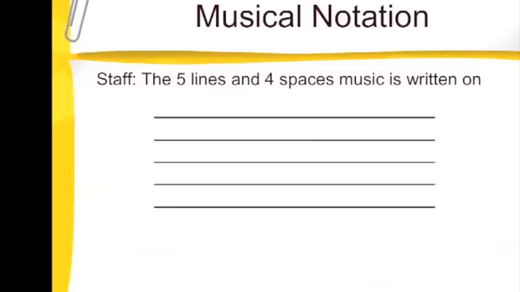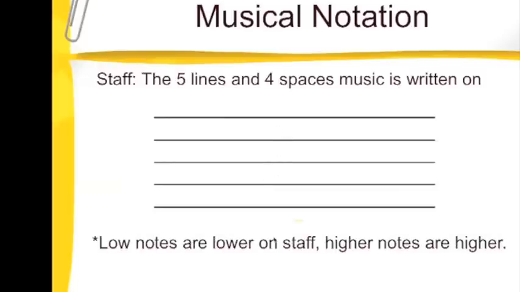Today we're going to talk about musical notation, which is part 1 of chapter 1. The staff are the 5 lines and 4 spaces that music is written on. So these are the lines from bottom to top: first line, second line, third line, fourth line, fifth line. Spaces are in between those lines: 1, 2, 3, and 4 spaces.